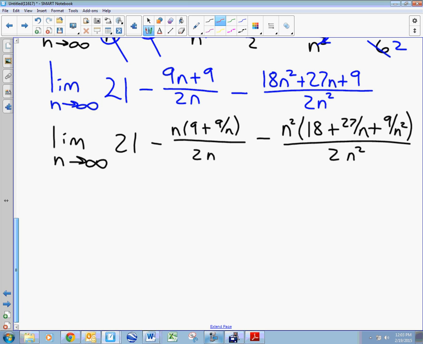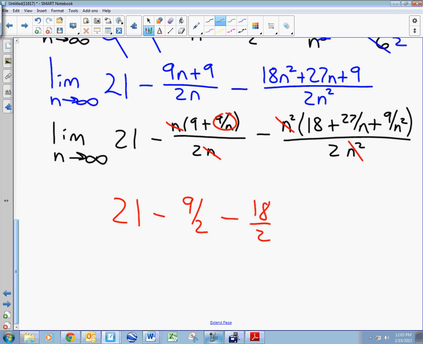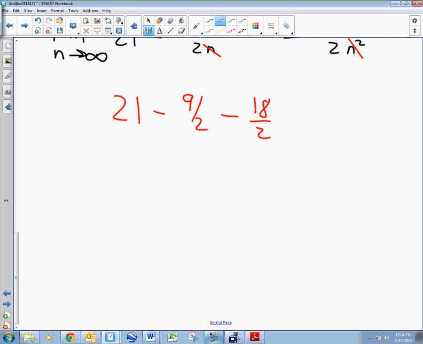Okay, so the n's cancel. So I get 21. n's cancel. 9 over n goes to 0. 9 over 2. n squareds cancel. 18 over 2. So that means I get, let's see, 42 over 2 minus 27 over 2 equals 15 over 2. 7.5.